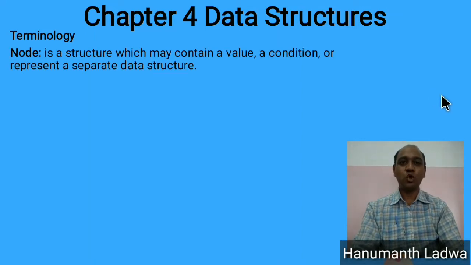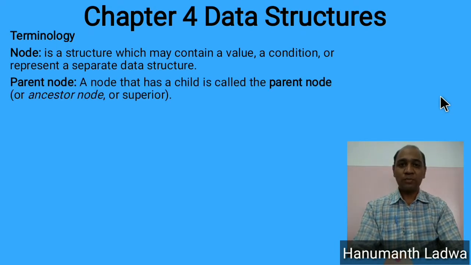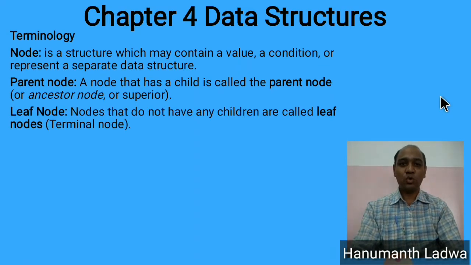What do you mean by node? A node is a structure which may contain a value, a condition, or represent a separate data structure. Parent node. A node that has a child is called the parent node, or we also call it an ancestor node, or a superior node. Leaf node. It is also called a terminal node, or we call it a child node. Nodes that do not have any children are called leaf nodes.